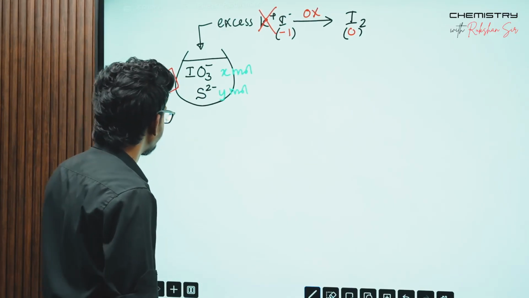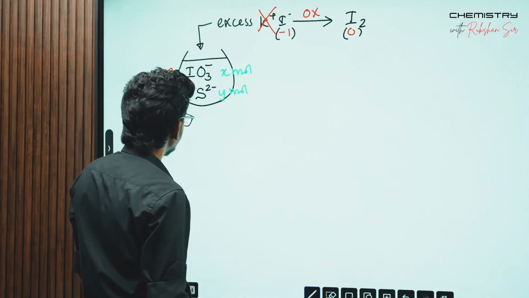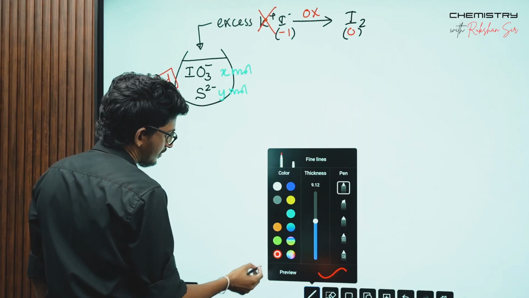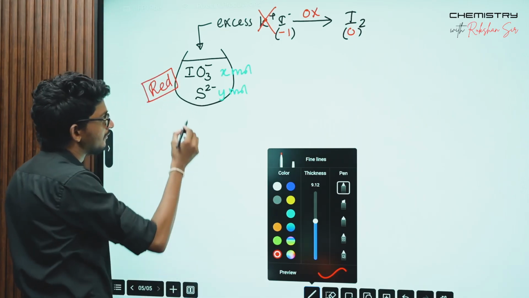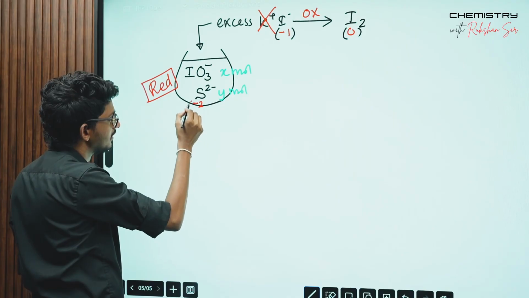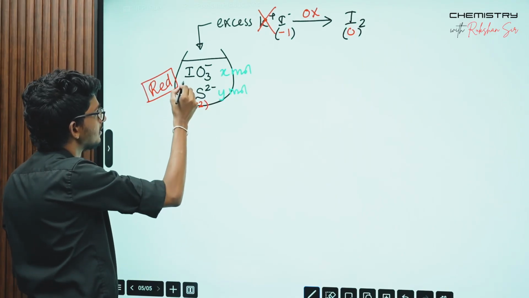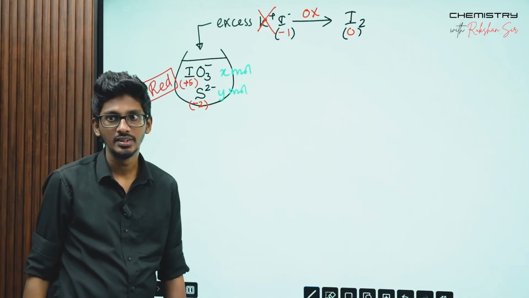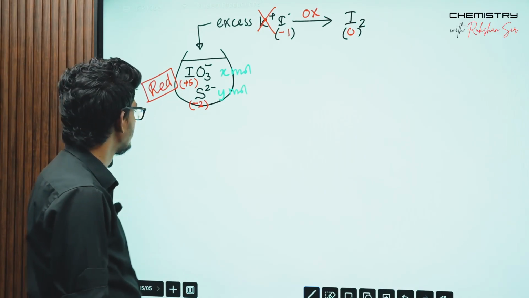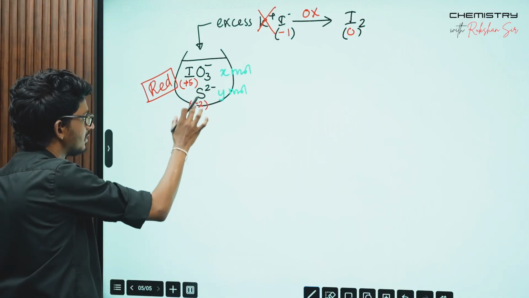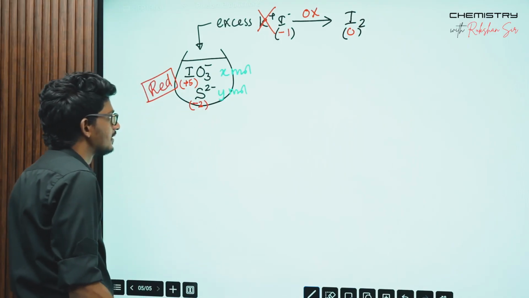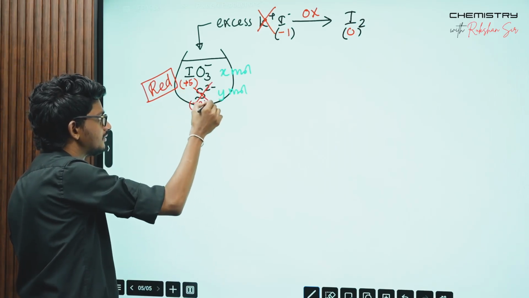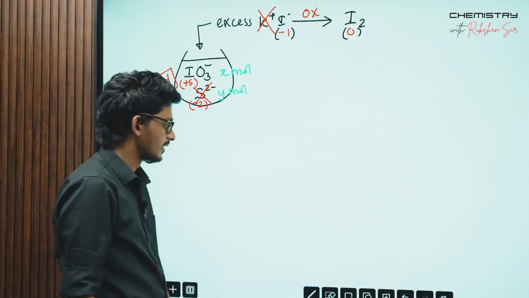But when considering this, sulfur is actually with the -2 oxidation state here. This iodine here is with +5 oxidation state. And you clearly see the sulfur is with its lowest oxidation state, right? So sulfur is not going to react.